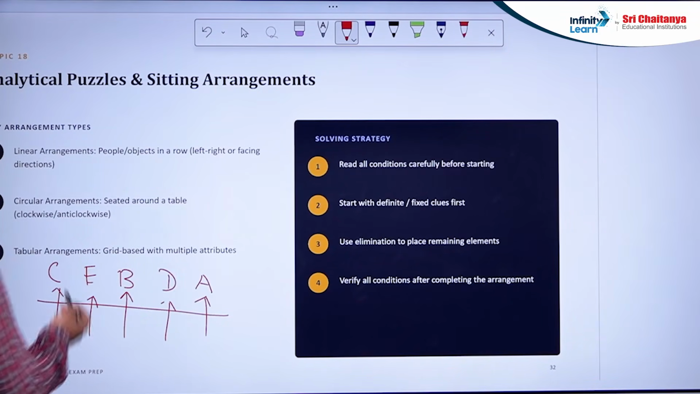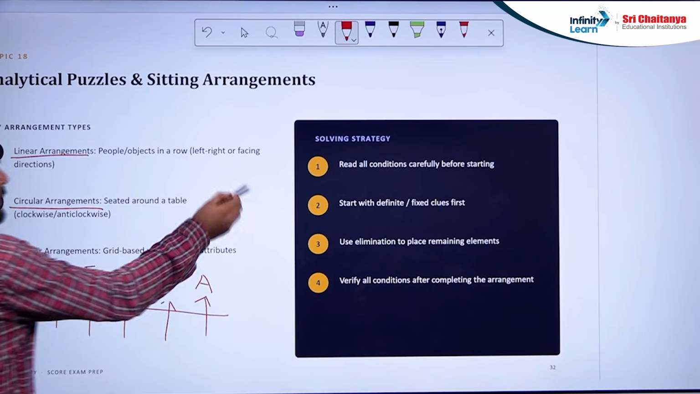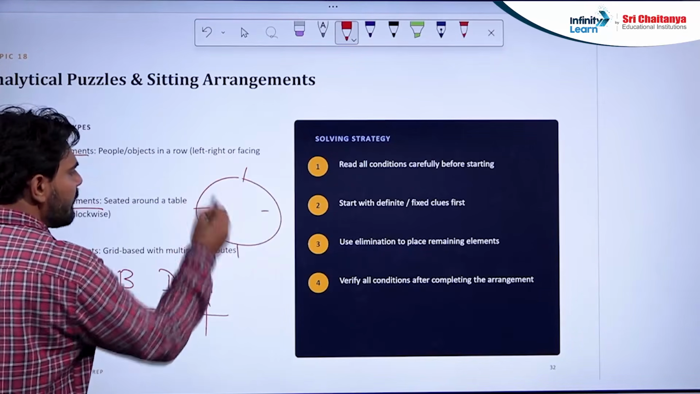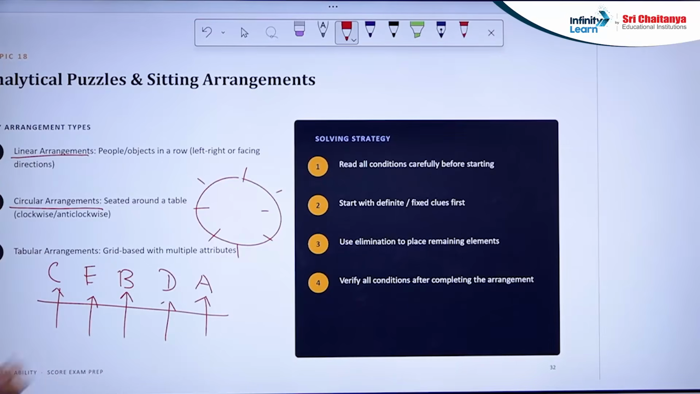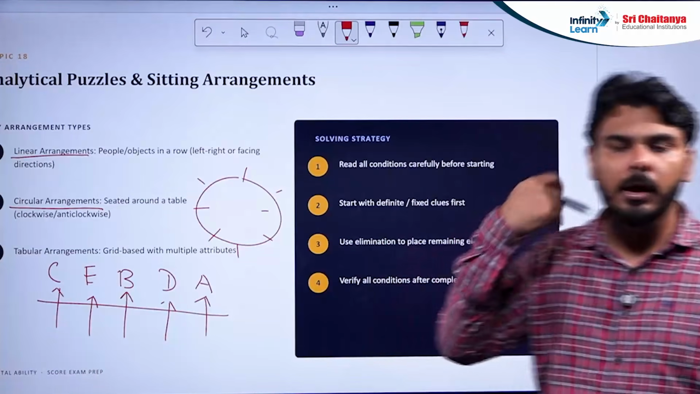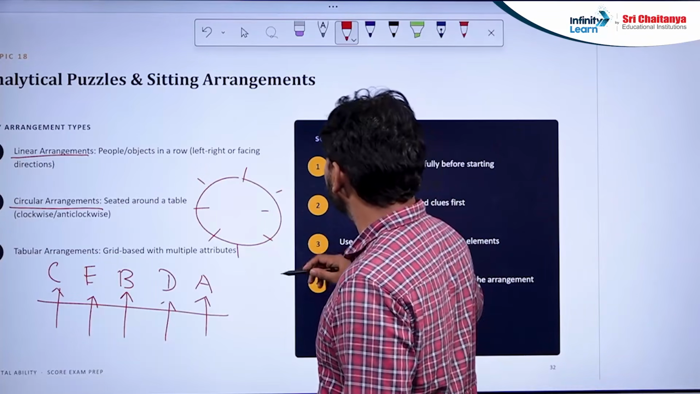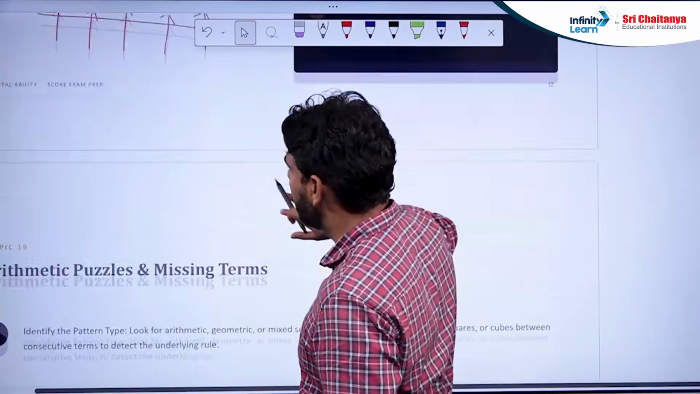So circular arrangement: similarly to linear arrangements, there will be circular arrangement type questions also. Like there will be some persons who will be sitting in a circle. Tabular arrangement: these will be some persons who will be sitting at a table, like a rectangular table or square table. Okay, so let us now see.